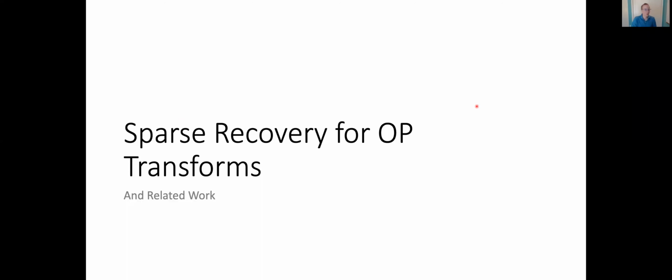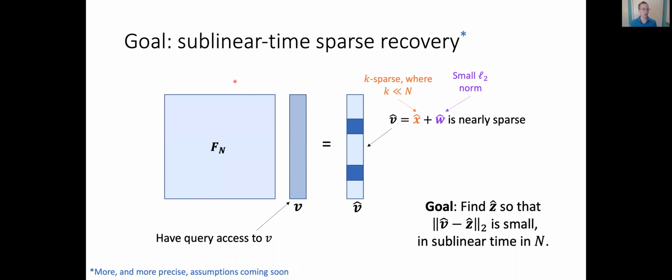Okay, so the question that we're after then is sparse recovery for OP transform. So what is this problem? Here's the goal, or sort of a cartoon version of the goal. I'll give a more precise version with some quantifiers in a moment. We have our matrix F sub n, which is now an orthogonal polynomial transform, and we have query access to some vector v. We know that F times v, which I'll call v hat, is k-sparse.